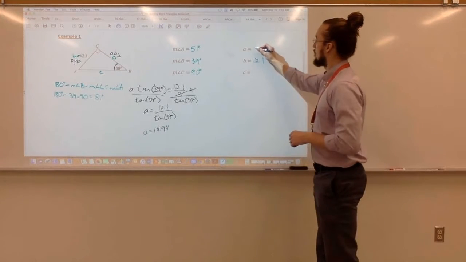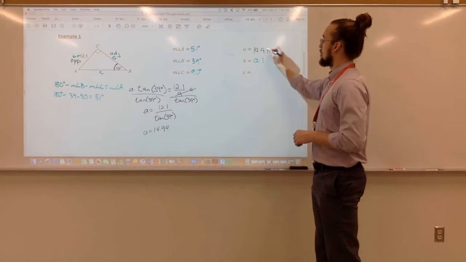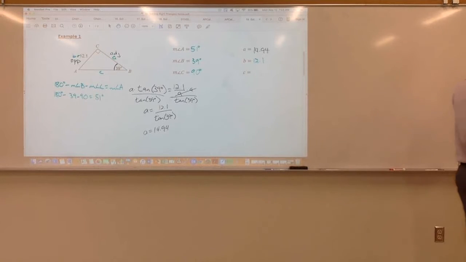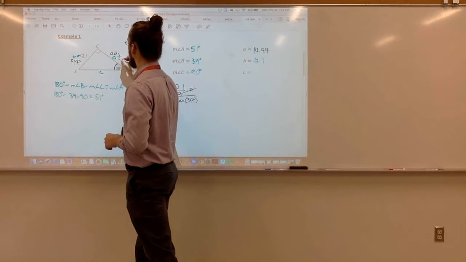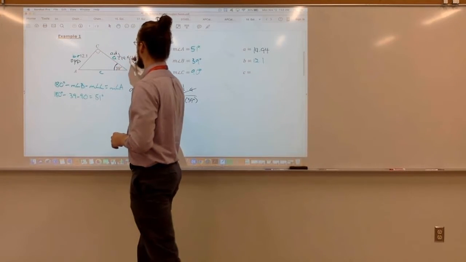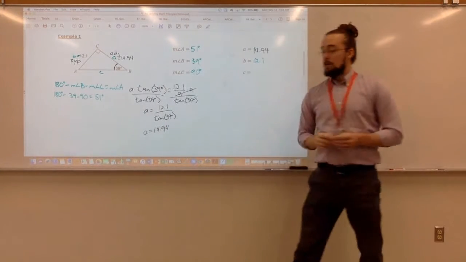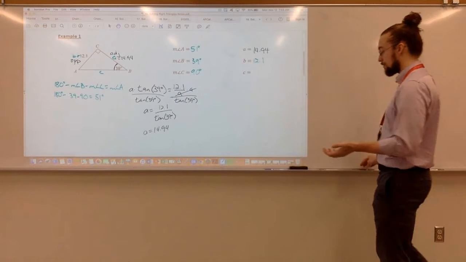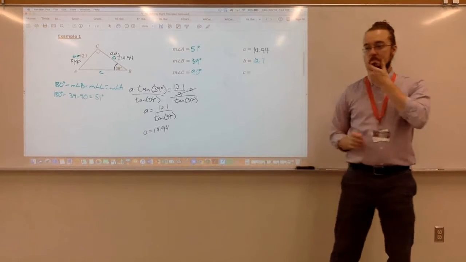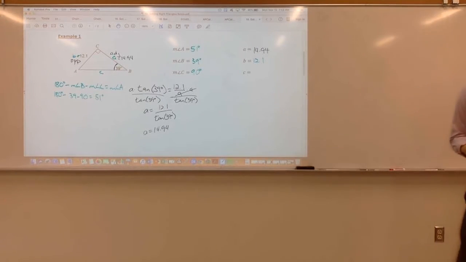Okay, so almost done. And we just have one more thing to solve for. So I'll go ahead and write that on my triangle here as well. It's 14.94. So now, how can I solve for C? We actually have a couple of options here. What do you guys think?